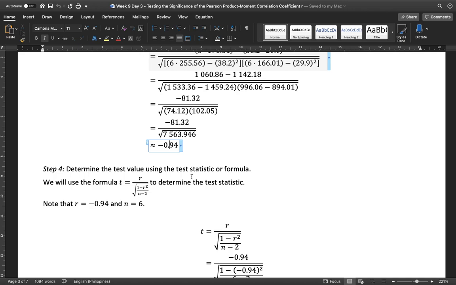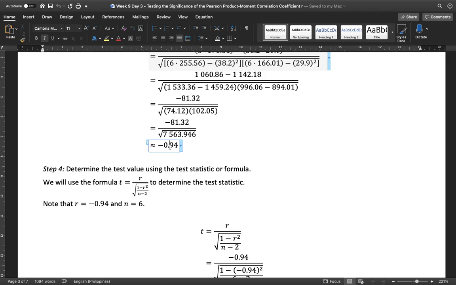Now, in interpreting this value, remember yung scale natin, this is a negative. So negative correlation, 0.94, it lies within the very high correlation. So negative 0.94, this suggests that the correlation is a very high negative correlation.